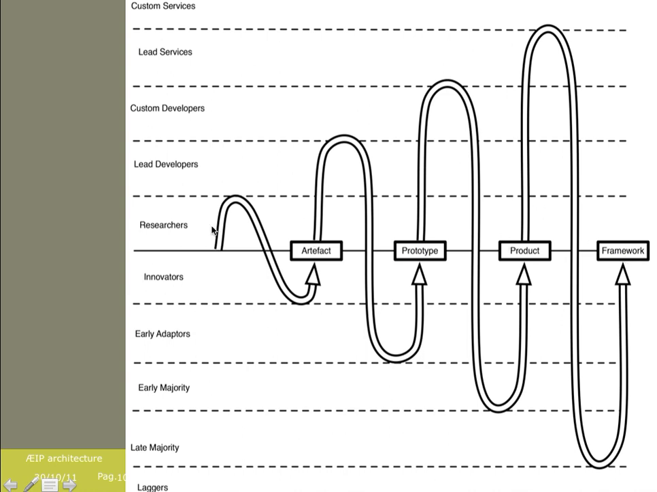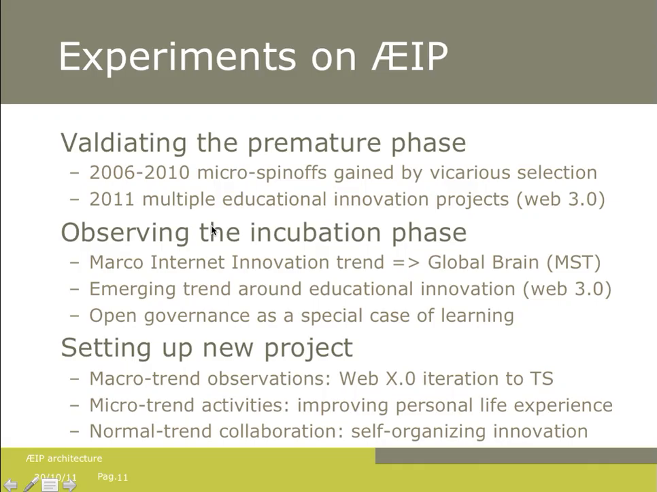And the last thing I'm going to tell you here is about experiments we have been trying to do on this system, because of course you need to validate your model. From 2006 to 2010, we've been working on showing how you can make micro spin-offs emerge, which is basically part of a premature phase. There's another video about that.